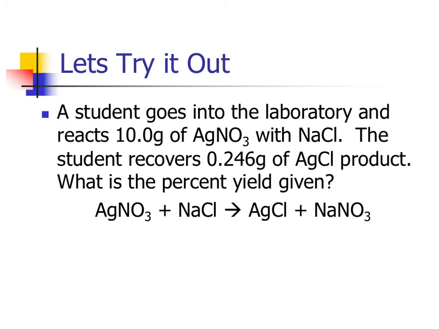For example, a student goes into the laboratory and reacts 10 grams of silver nitrate with sodium chloride. The student recovers 0.246 grams of silver chloride product, and what is the percent yield given?